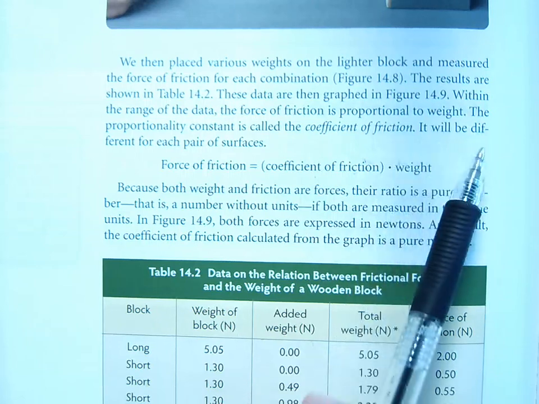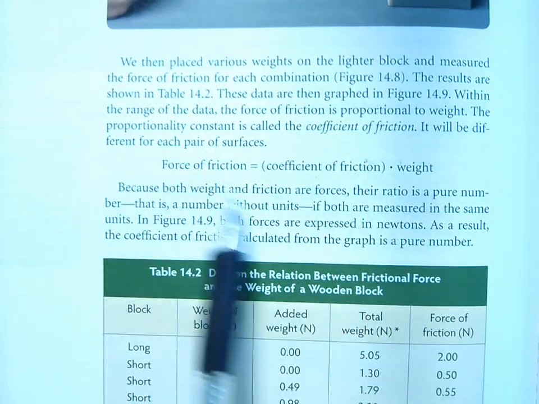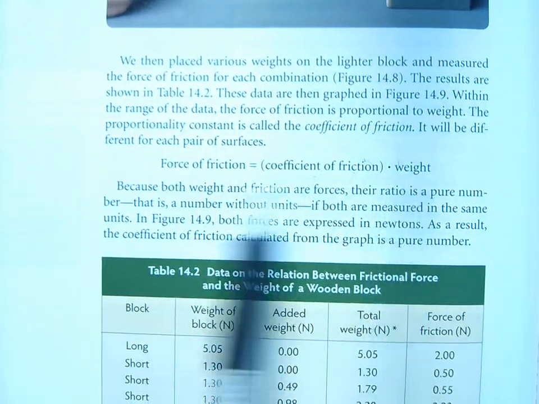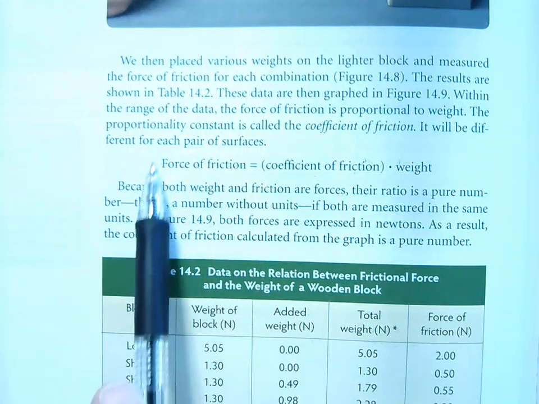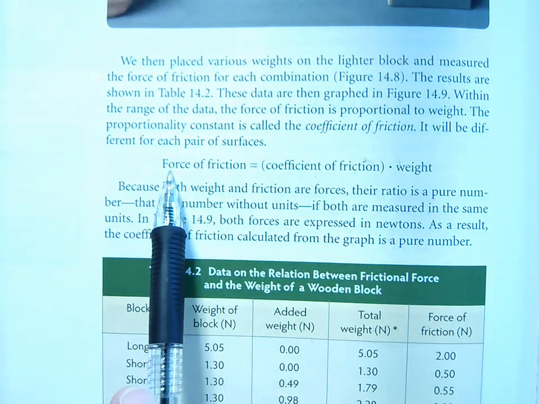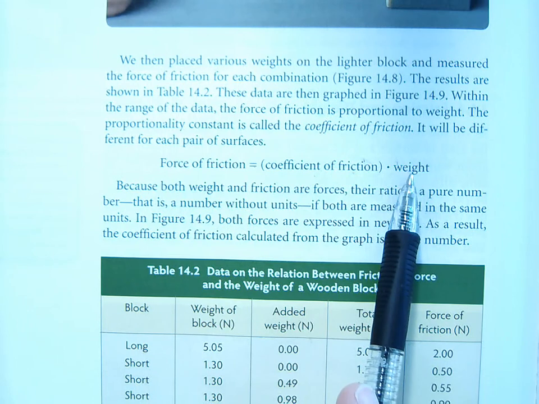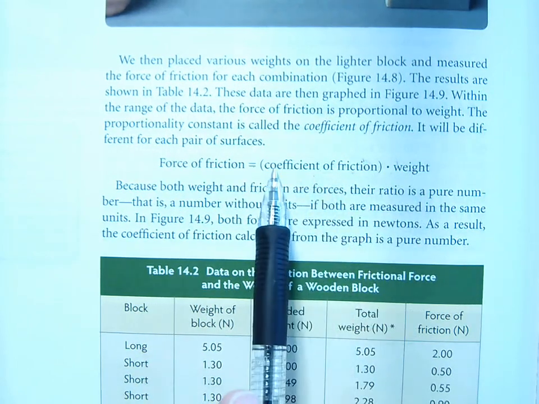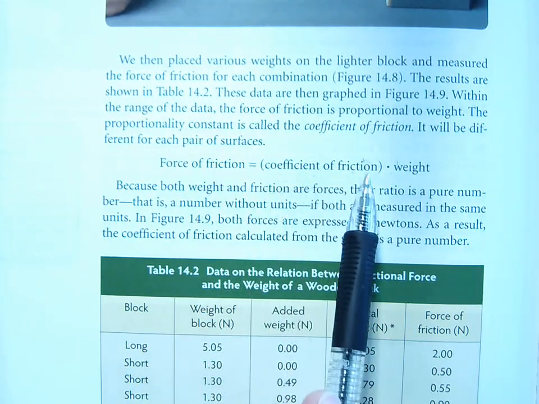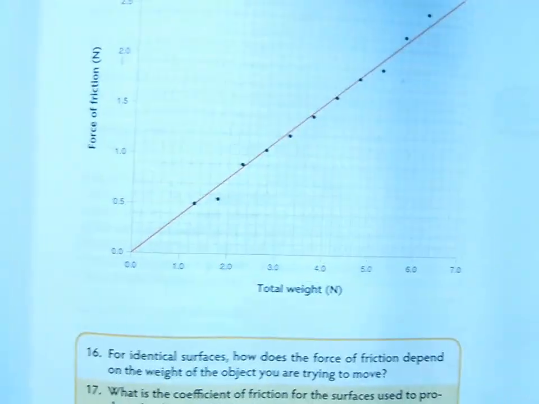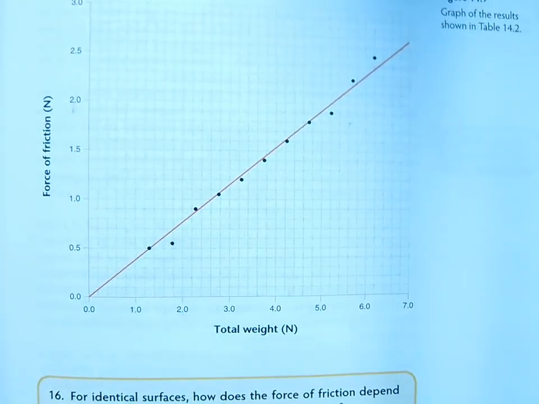Okay, so we graph it. The force of friction is proportional to weight. The proportionality constant is called the coefficient of friction, and it will be different for each pair of surfaces. So let's look at this formula really quick. If we want to figure out the force of friction between two objects, we can look at the weight of the object multiplied by the coefficient of friction.